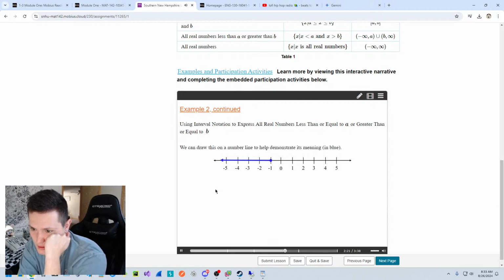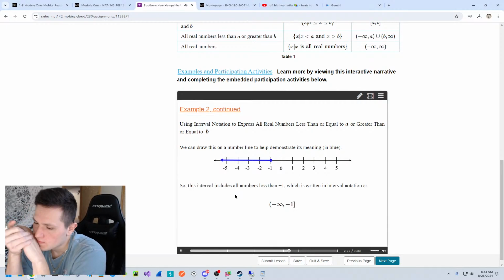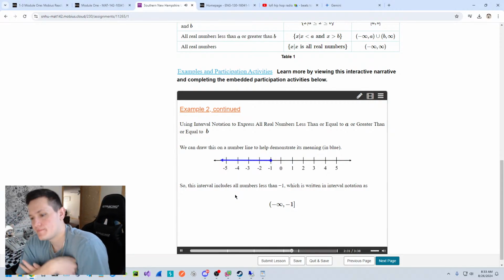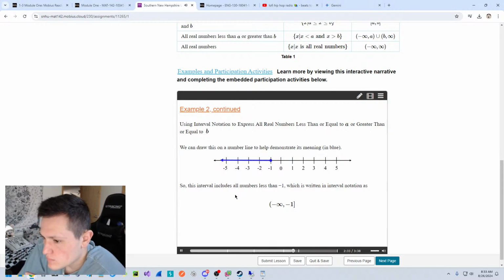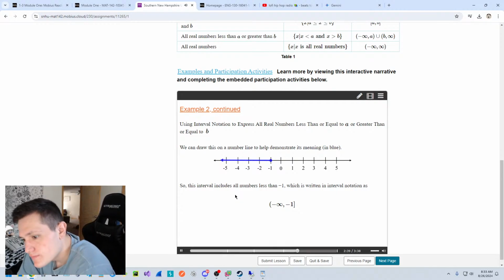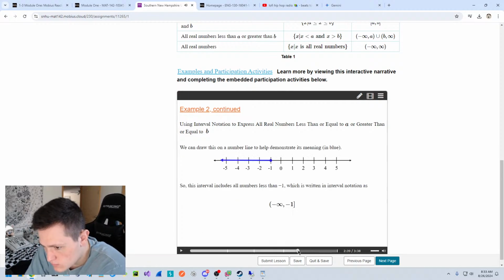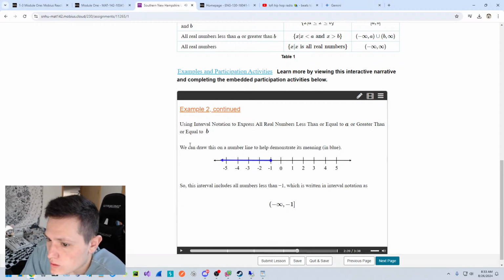Next, we can draw this on a number line to help demonstrate the meaning. So this interval includes all numbers less than negative 1, which is written in interval notation as parentheses, negative infinity, comma, negative 1, close bracket. The second interval.